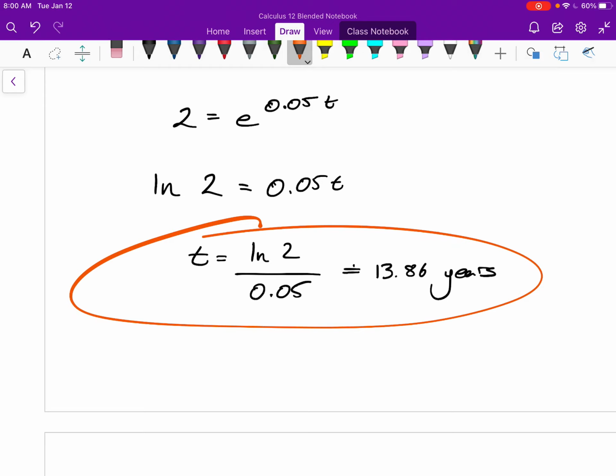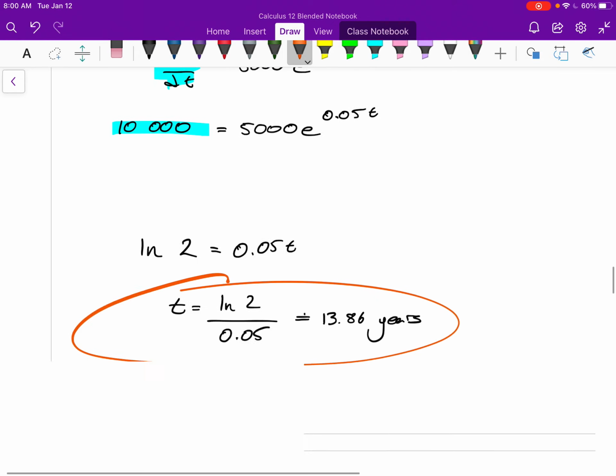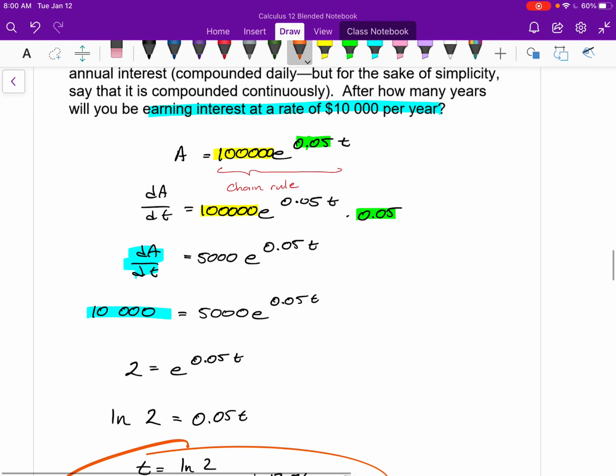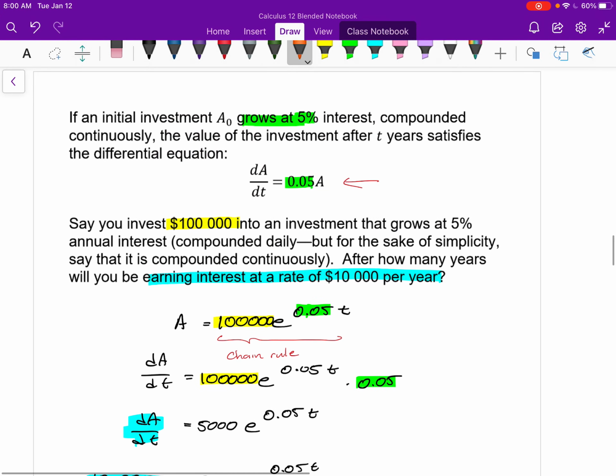Now, I will say, you may wonder why, since I was trying to find when the derivative was 10,000, I didn't work with this equation right here. The problem with this is, I know it's 5%, it's the amount at some given point in time. There's no time in this equation. There's dt, but there's no units of time. And eventually I'm trying to find time.